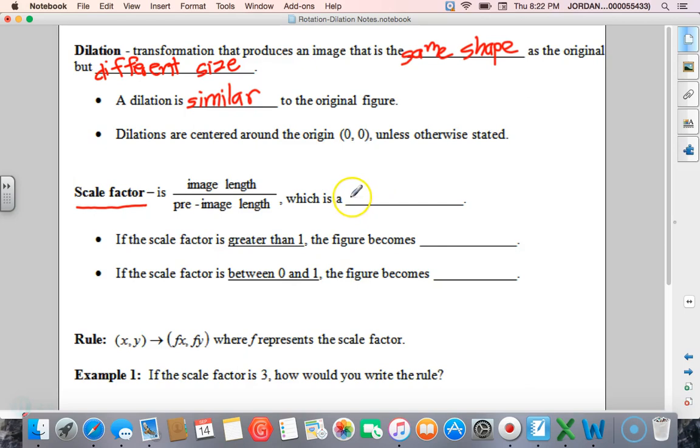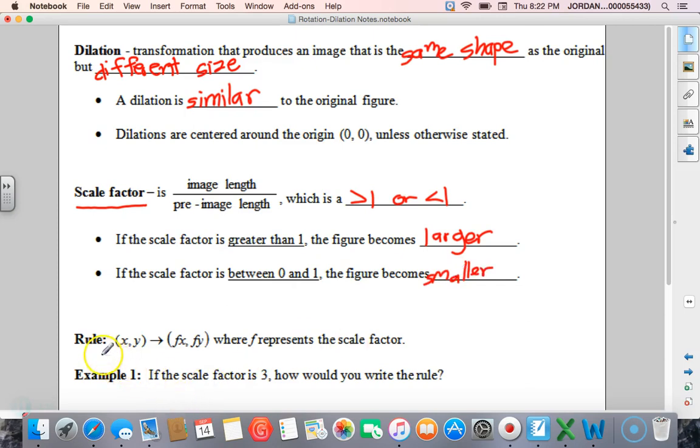This can be a number that is greater than 1, or it could be less than 1. It's either going to be greater than 1 or less than 1. If the scale factor is greater than 1, then the figure is going to become larger. So if the scale factor that you find is a number bigger than 1, 2, 3, 10, whatever, it's going to make the figure larger. But if the scale factor is between 0 and 1, then the figure is going to become smaller. Might want an S on there. Smaller isn't a word.